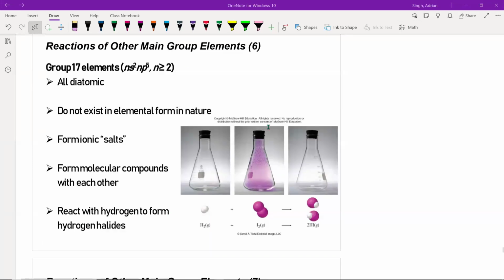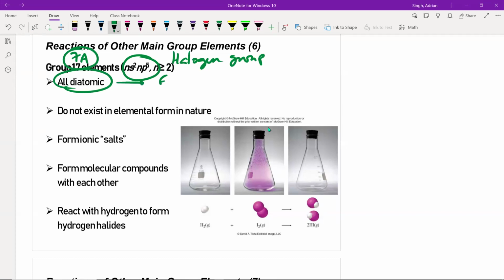Okay, so as we keep going across to the next group, group 17, which would correspond to group 7A. These have 7 valence electrons. This is the halogen group. Okay, these are all diatomic. They exist as diatomic molecules in the natural state. So for instance, we have F2, Cl2, Br2, etc. They do not exist as individual atoms in nature because, again, they want to be as stable as they can, and they're way more stable in the diatomic form rather than in their individual atomic form.